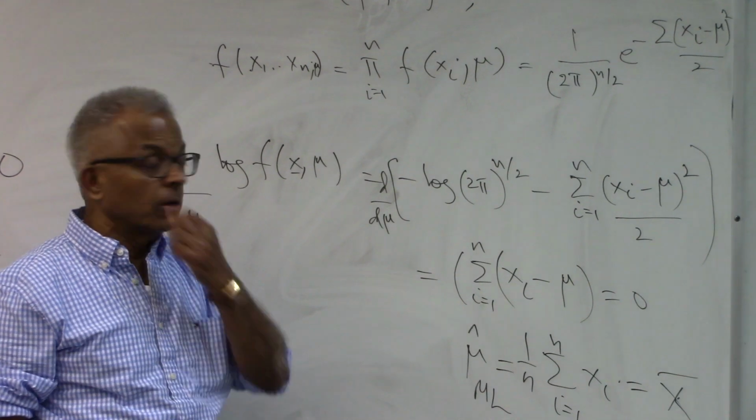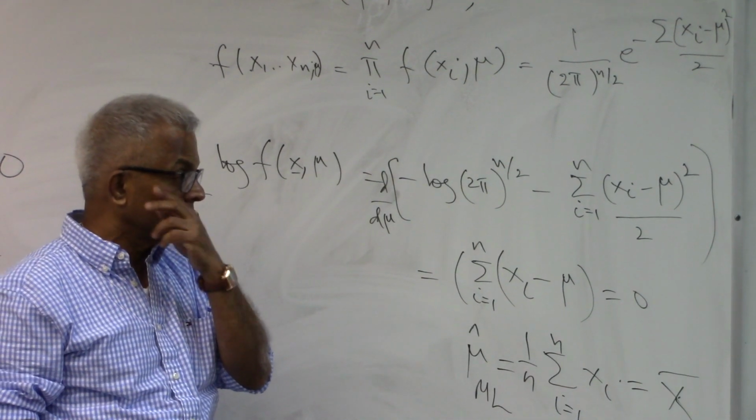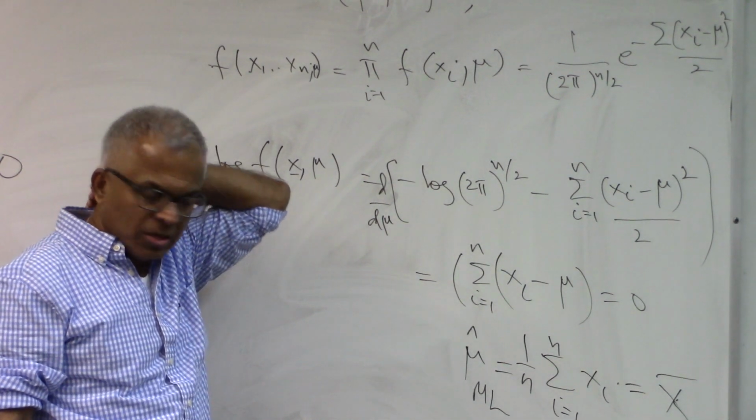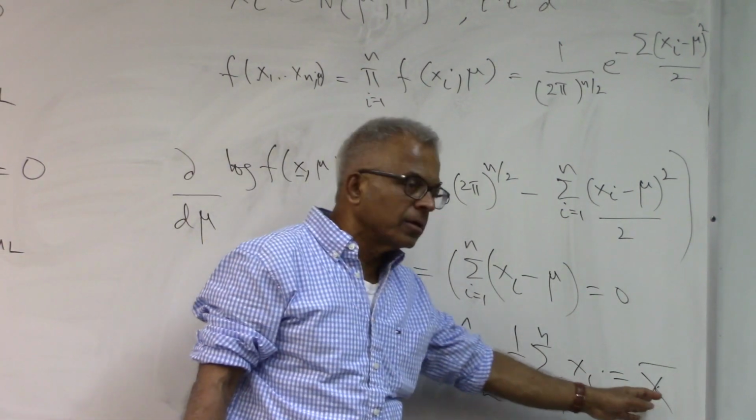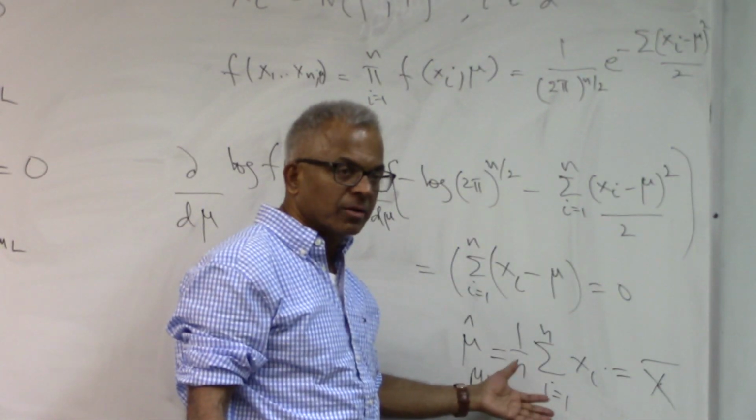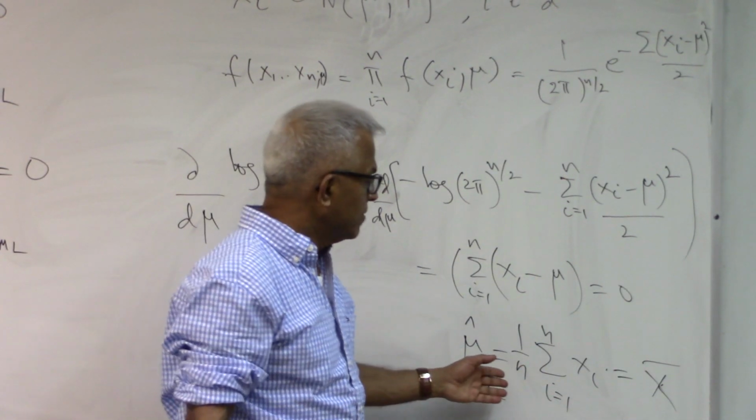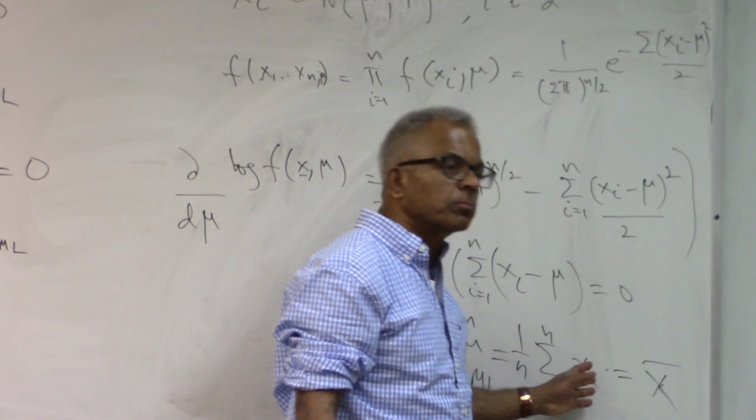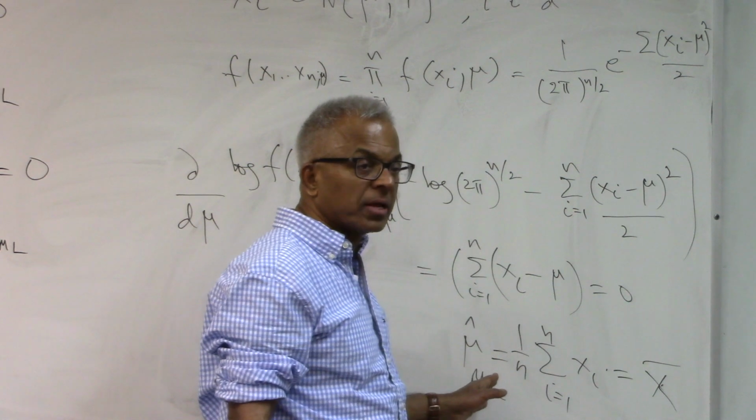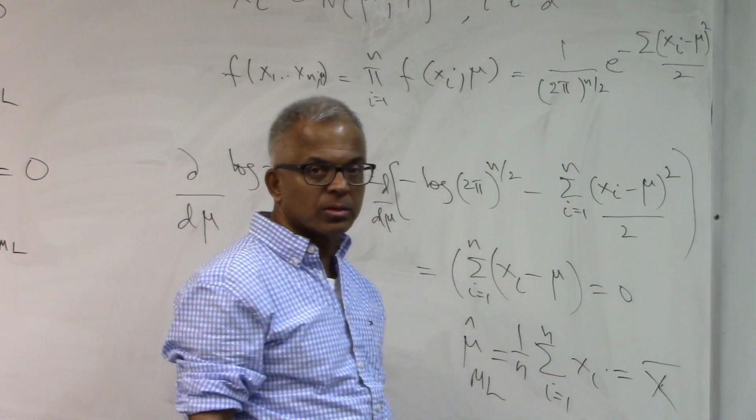If you have Gaussian data and the mean is unknown, the standard operation that we do is take the data, add it up and divide by n, which is the classic sample mean, right? The sample mean is the maximum likelihood estimate. That's the theorem now.